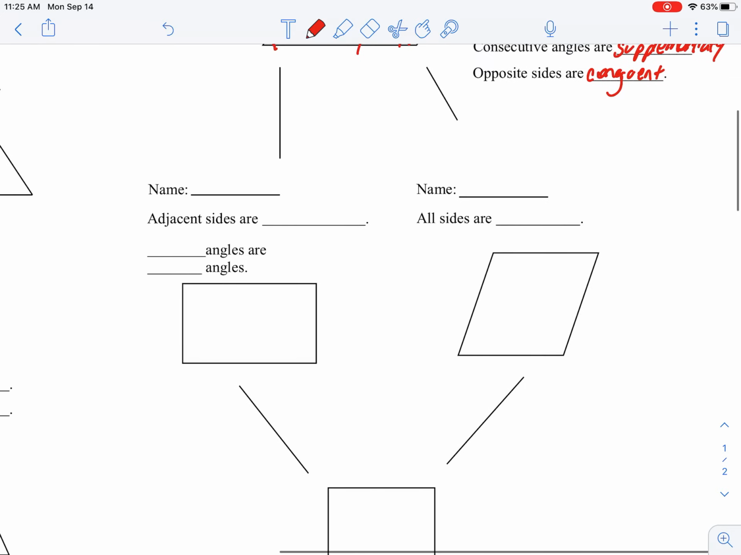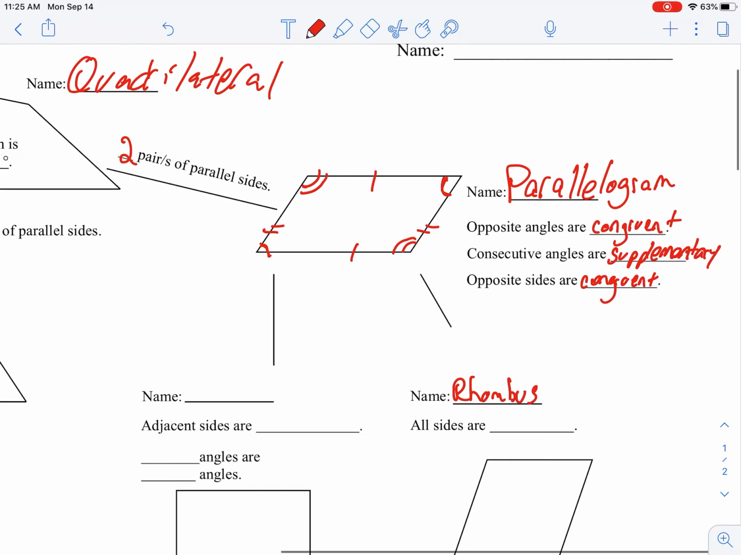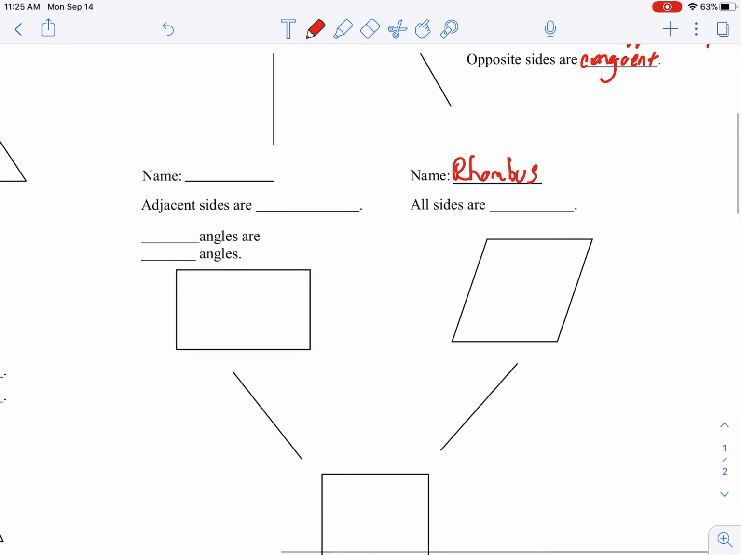From a parallelogram, we can go one of 2 ways. Now, if we go straight down to the right, we run into what we call a rhombus. It has all the properties that a parallelogram has, except now all sides are congruent.